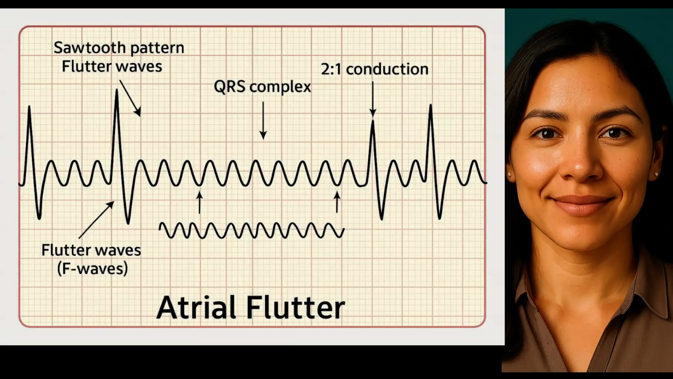Atrial flutter presents with a distinctive sawtooth pattern of P waves, known as flutter waves, typically best seen in leads 2 and V1. The ventricular response is often regular, but can be variable. Flutter waves usually occur at a rate of 300 beats per minute, with the ventricles responding at a fraction of this rate due to natural blocking.